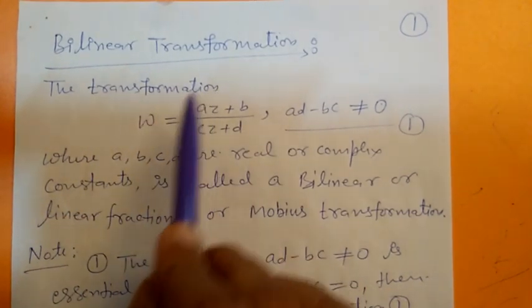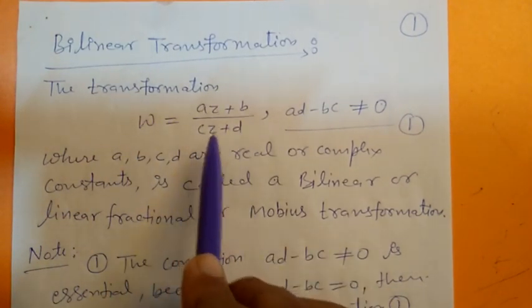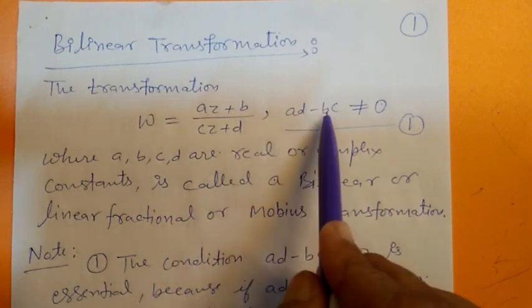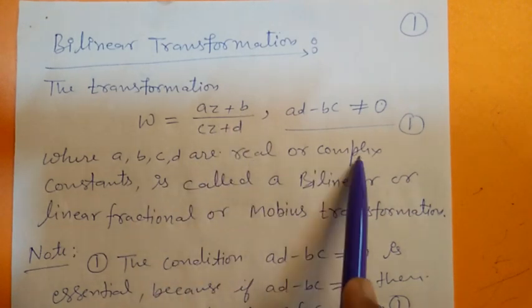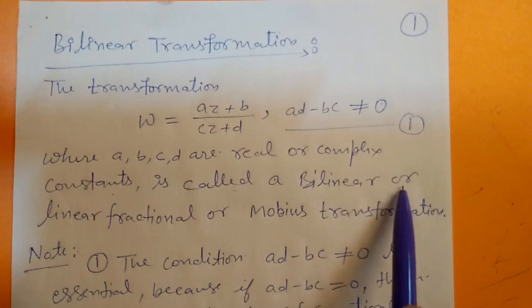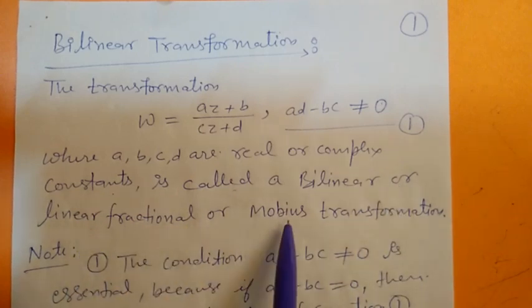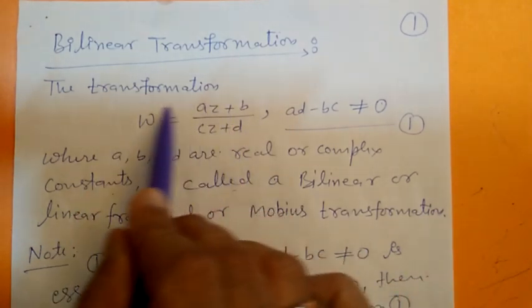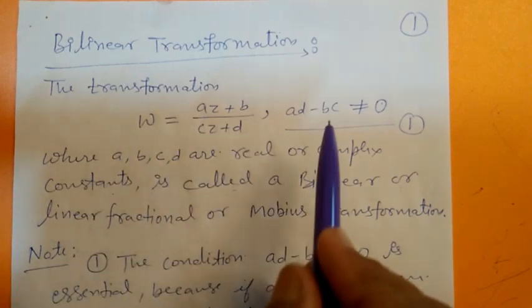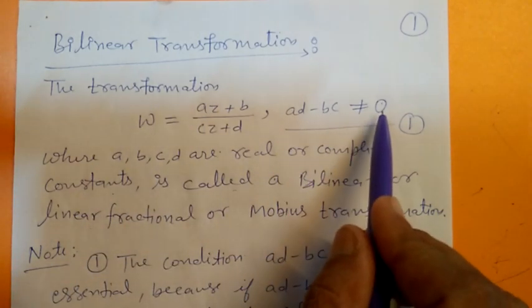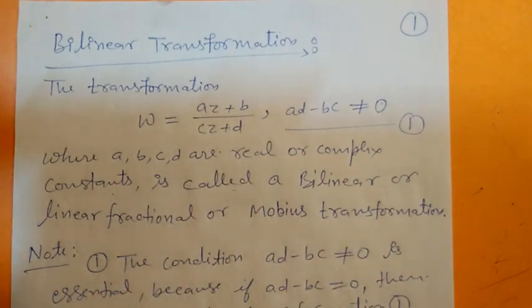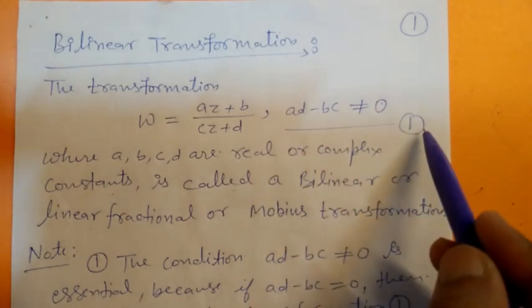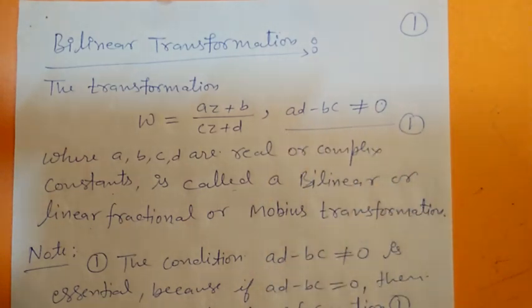The transformation w = (az + b)/(cz + d), provided ad - bc is not equal to 0, where a, b, c, d are real or complex constants, is called a bilinear or linear fractional or Mobius transformation. So if this transformation exists provided that ad - bc is not equal to 0, and here a, b, c, d are either real constants or complex constants, then transformation 1 is called a bilinear transformation.